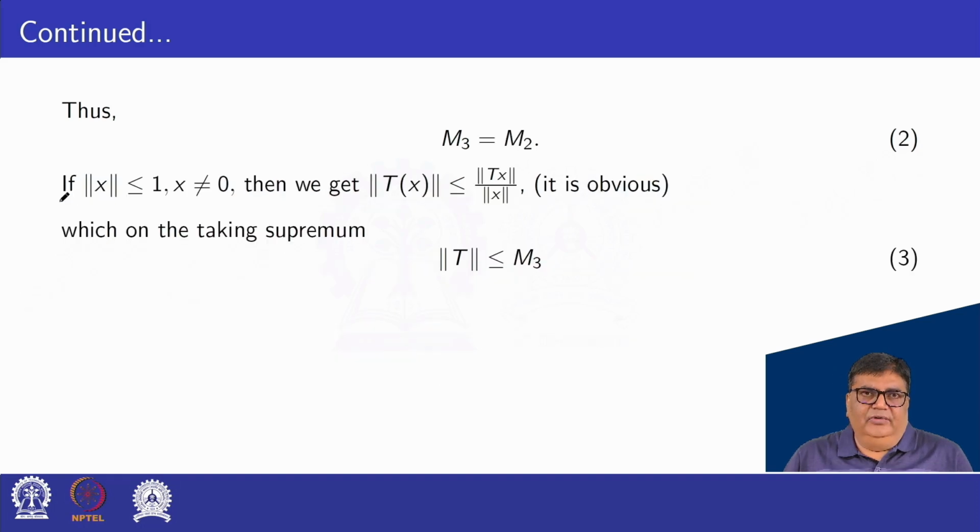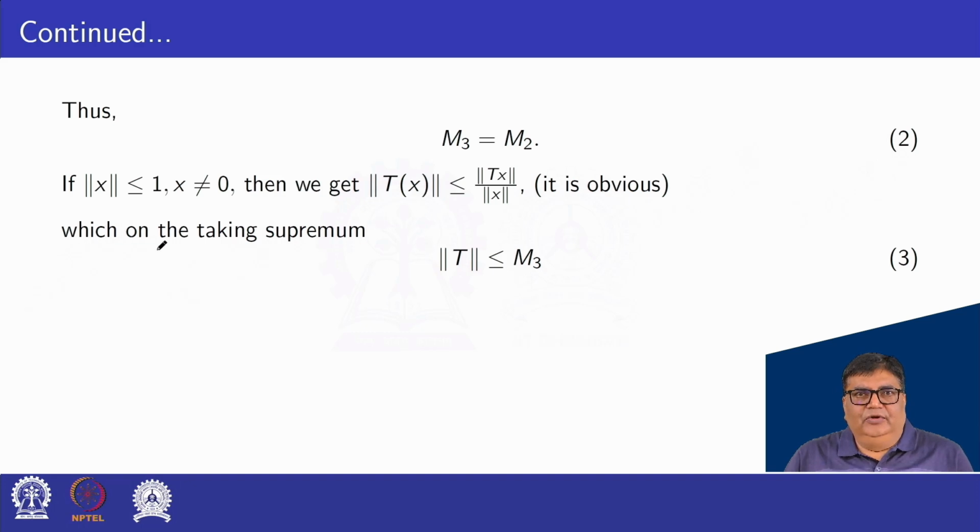Now if norm x is less than or equal to 1, x not equal to 0, then we get norm of Tx less than or equal to norm Tx upon norm x. It is obvious, because here norm Tx, and here also norm Tx, on the right side with division by norm x. Here x is not equal to 0, so norm x is positive. So norm Tx upon norm x is greater than or equal to norm Tx.